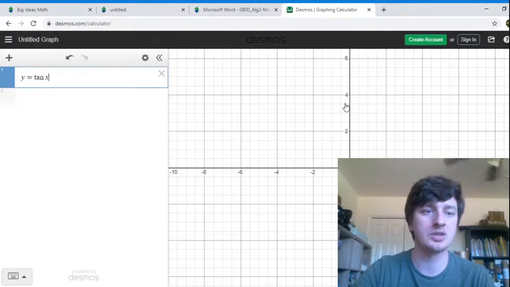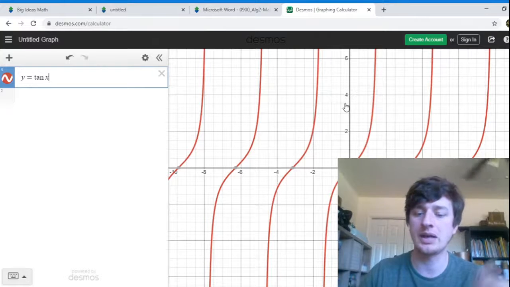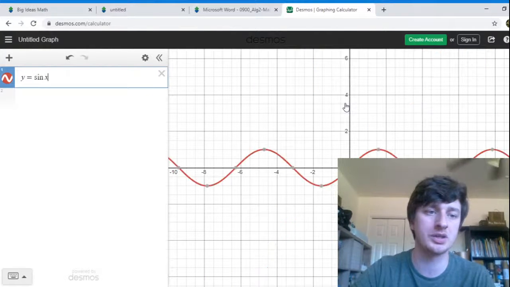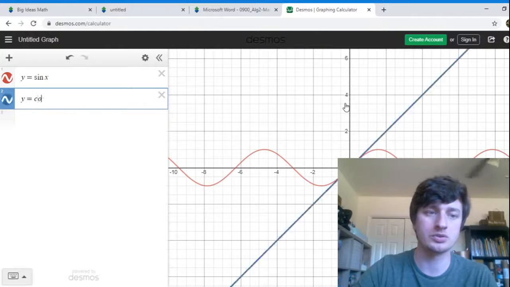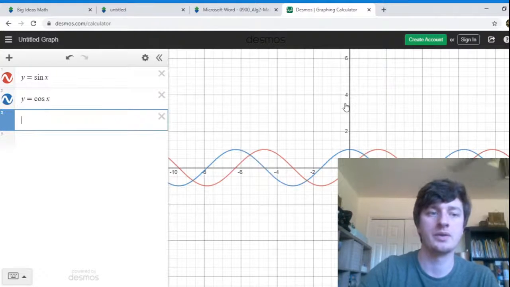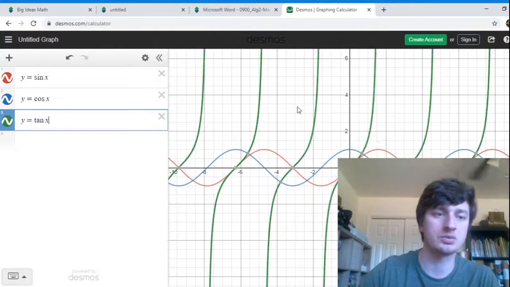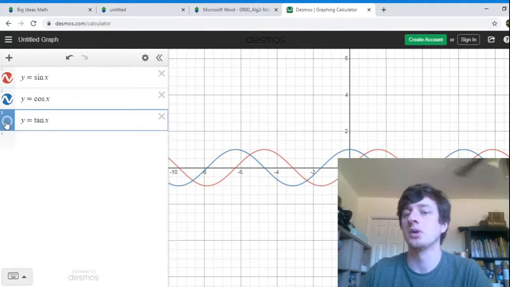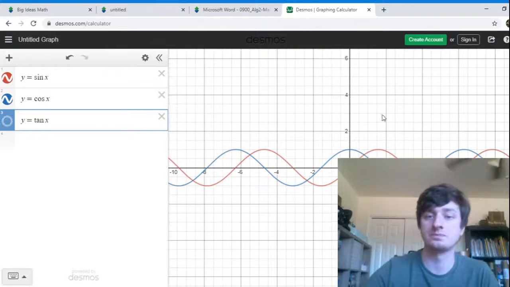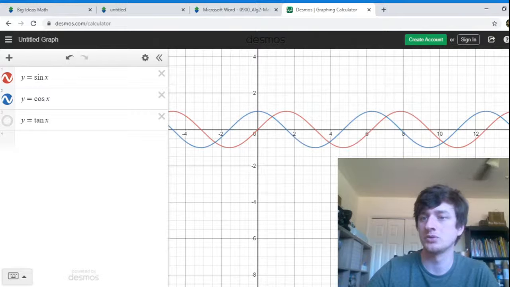So y equals tan x. We get that. Before we do that, I want to start with sine x. Y equals cosine x. And this is y equals tan x. We're going to hide the tangent x, though. So here are our curves from Tuesday that we looked at.